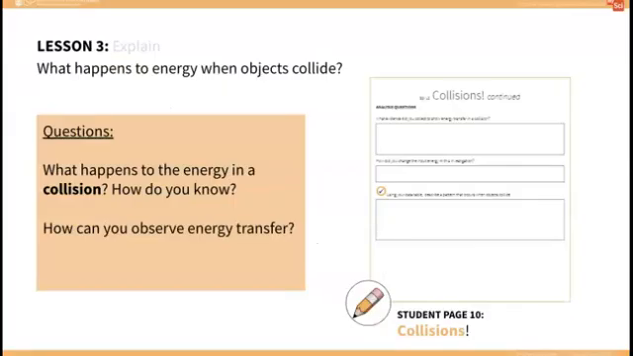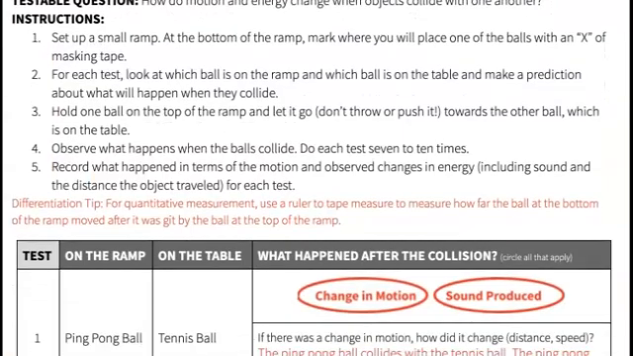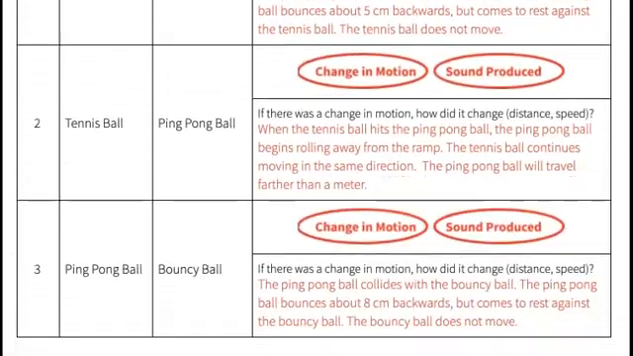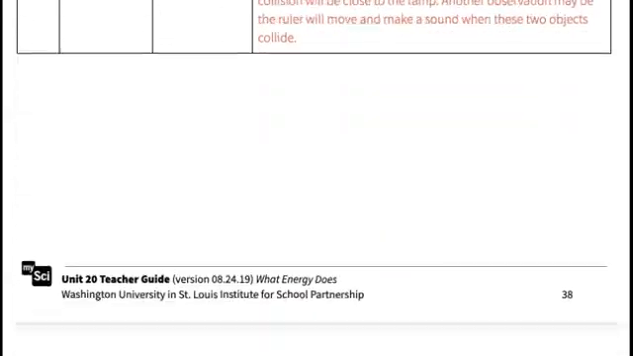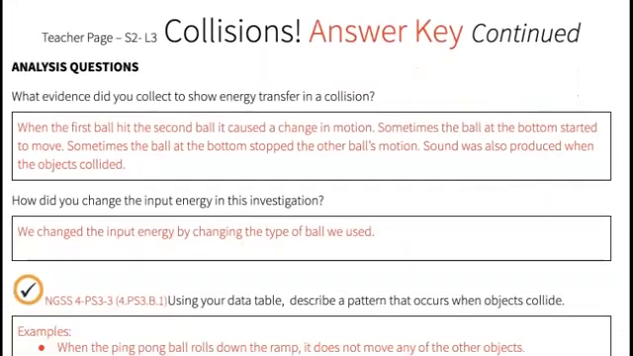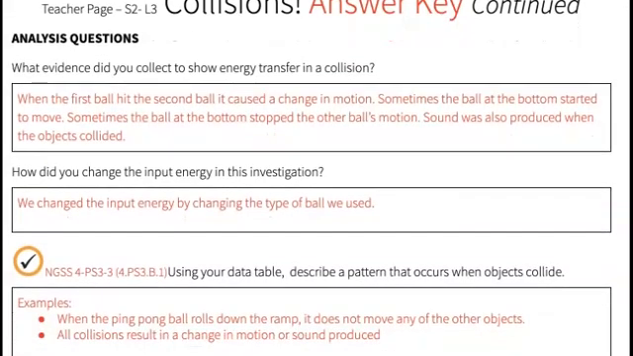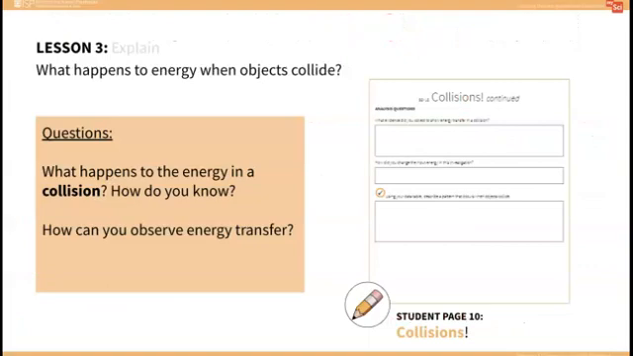In the Explain portion of this lesson, after groups have had a chance to do the investigation and recorded their data, students should answer their analysis questions. After all groups have written their answers, take the time to review exemplary responses and have students update their answers if necessary. Guidance for this is on teacher page 13. After reviewing responses to the analysis questions, ask students, what happens to the energy in a collision? How do you know? How can you observe energy transfer?